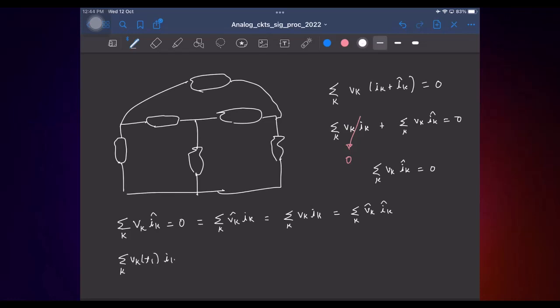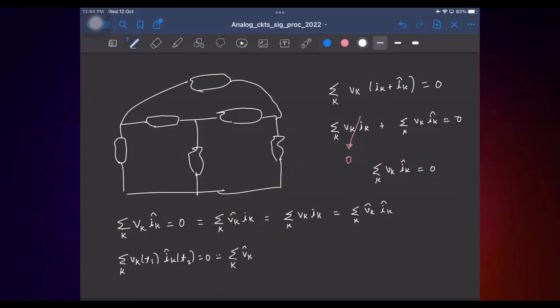Vk of t1, Ik hat of t2. Okay. And this is again equal to Vk hat of t2 Ik of t1. This is again Vk of t1 Ik of t1, Vk hat of t2. Okay. Again, the last two should be easy to see, but the first two might be puzzling at first. At least from this example that I have taken, it seems fine that this is okay, right?